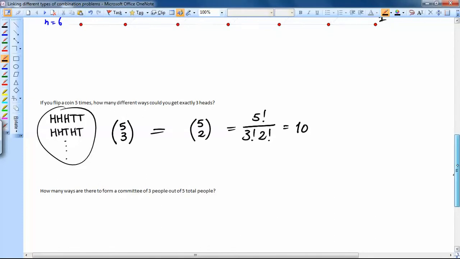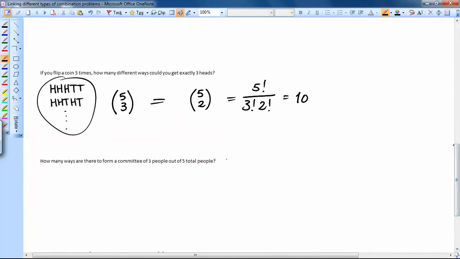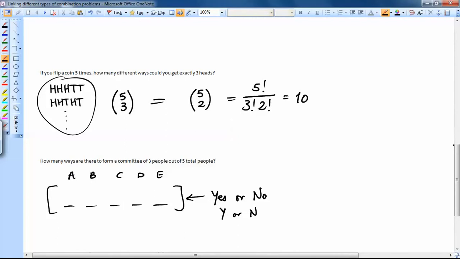In our next example, we say, how many ways are there to form a committee of 3 people out of 5 total? Now there are multiple ways of solving that problem, but the way that I want you guys to think about it so you can link it to these other ideas is think of your 5 people individually, and then I'm going to put blanks here, and every blank spot should be filled in with a yes or a no. So let's just abbreviate that Y or N, right? And if they get a yes, that means they're in the committee, and if they get a no, that means they're not in the committee. So I need 3 Ys and 2 Ns.